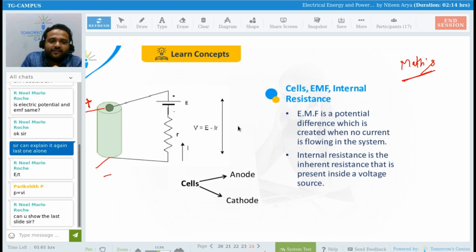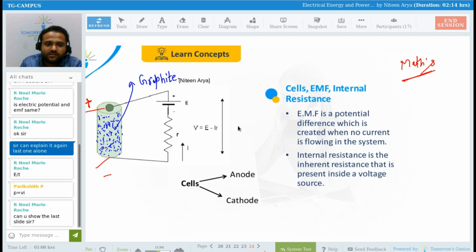Okay, so what is inside it? When you try to break a used cell, you're going to see something black inside. That is nothing but graphite. Graphite is a good conductor basically, and this is basically the chemical. It changes its chemical energy into electrical energy. Simple. That is your cell. Okay, is this clear? So now come to the EMF. EMF, electromotive force, is a potential difference which is created when no current is flowing in the system. What is the meaning? Simply, in a simple sentence, EMF is nothing but the resistance of a cell itself.